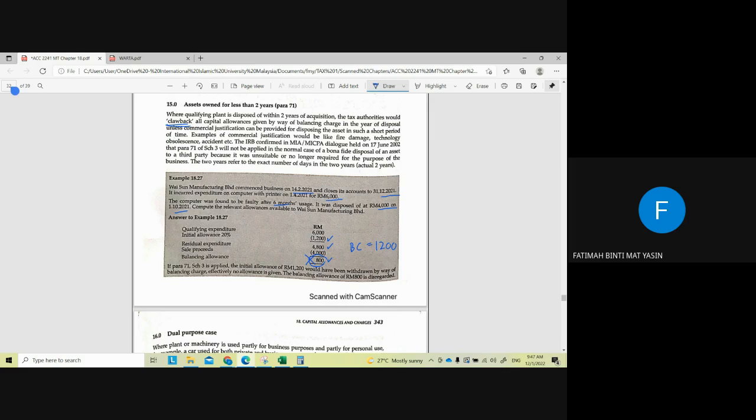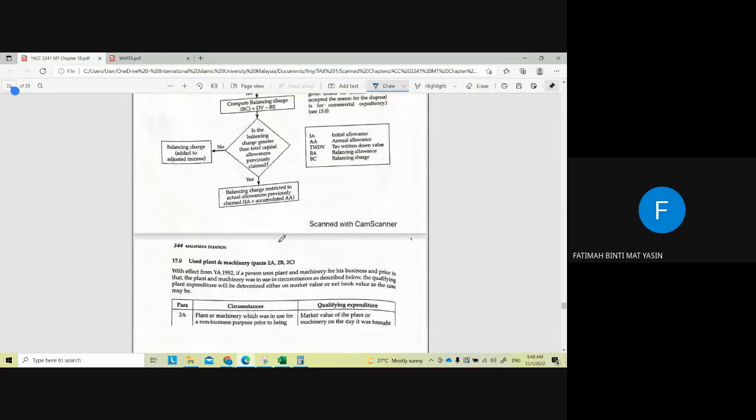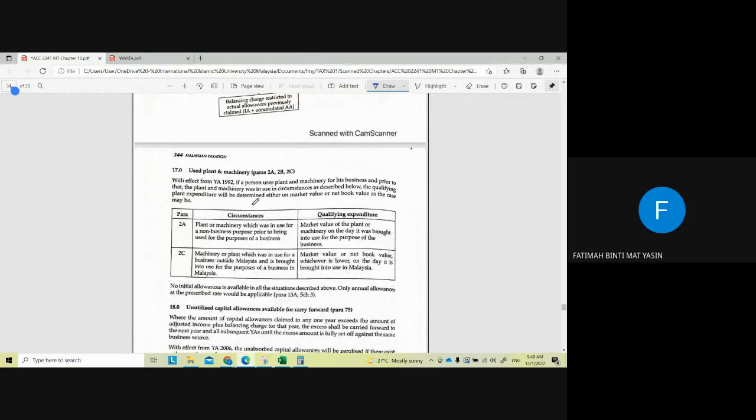Okay. But in the case where the company disposes of the asset, but the company has a good reason why they disposed of the asset in less than 2 years, and then the IRB accepts that reason, then you can calculate as normal, meaning that clawback does not apply. Okay, so read this, alright. Okay, so this one, use of plant and machinery.